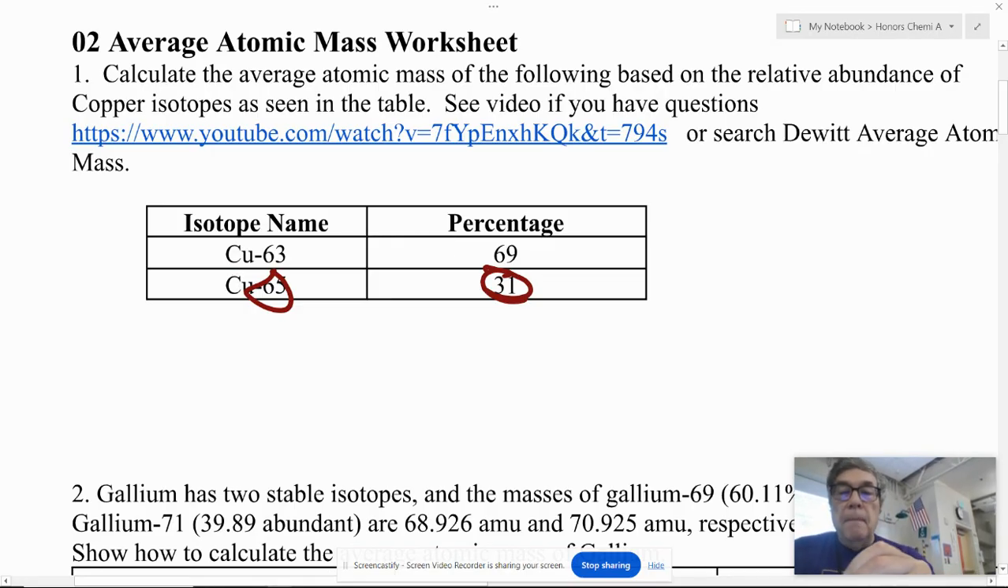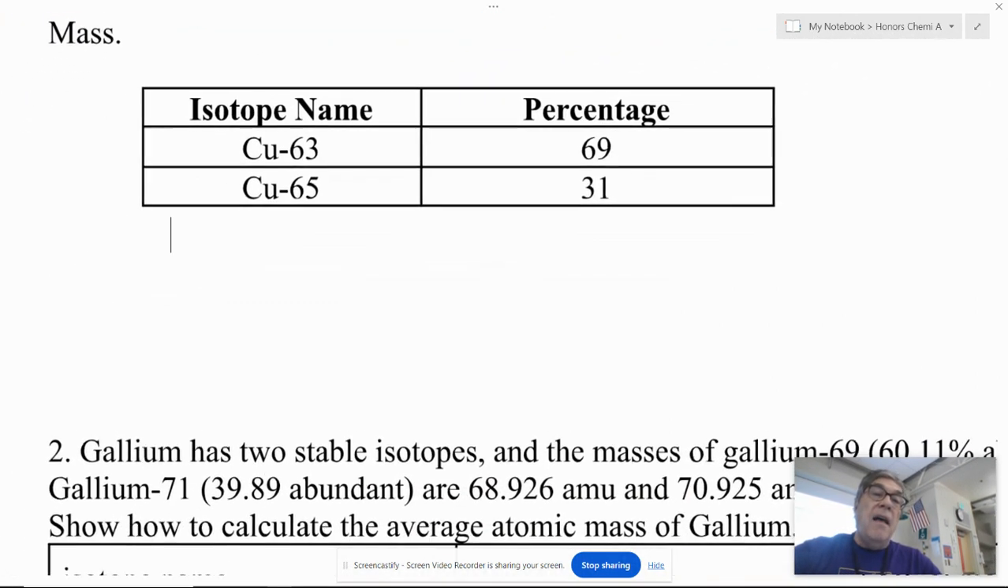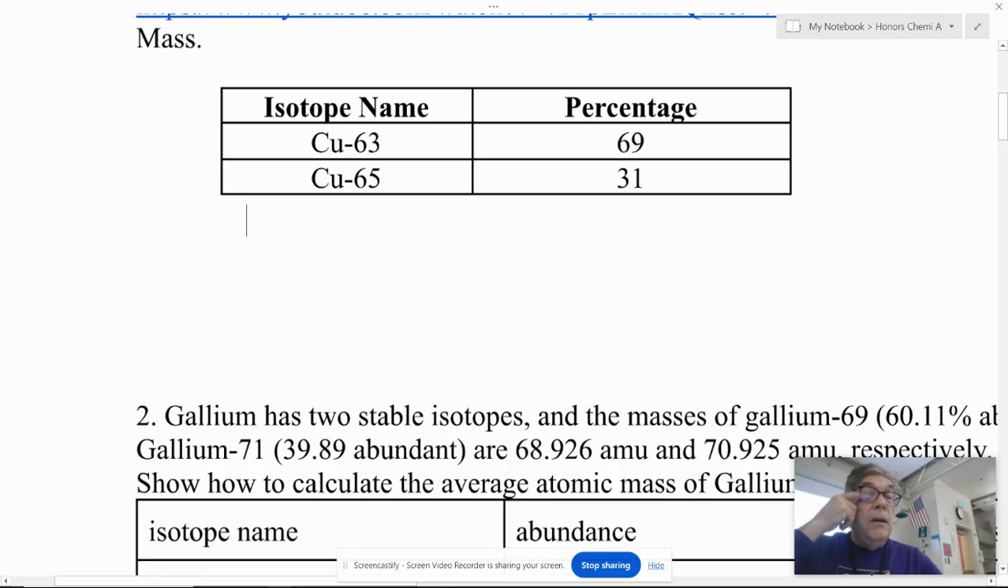So remember, one of the ways to indicate the mass of an isotope is to put a number right after the symbol. So we have these two kinds of copper, but we can't just take 63 and 65 and average them together, because the average mass is not 64. What is the average mass? Well, the easiest way, the way I do it, and as you remember, you've got other ways in your notes. If you're wanting to use other ways, that's fine.